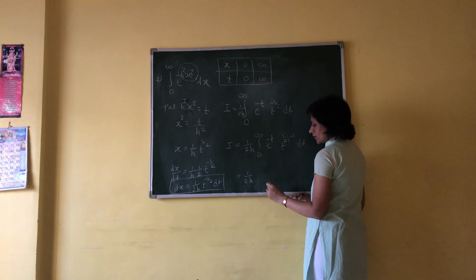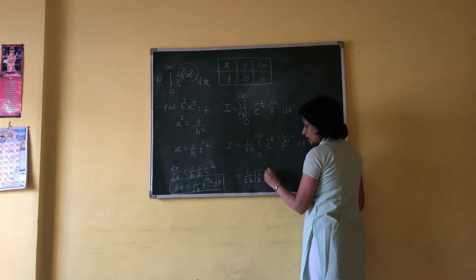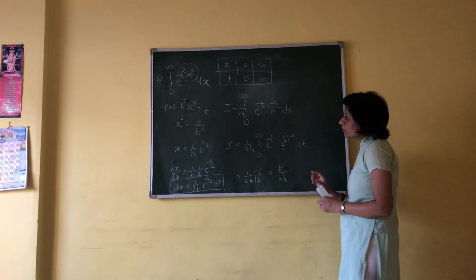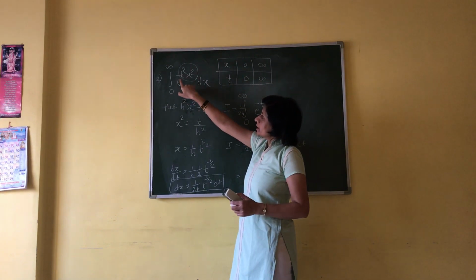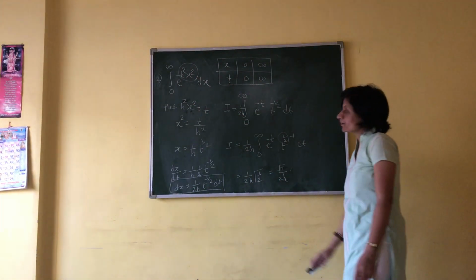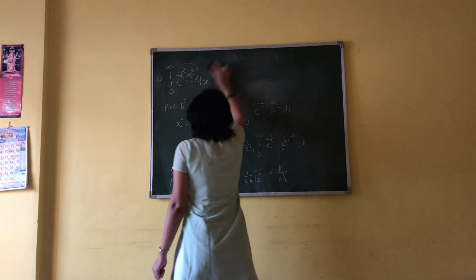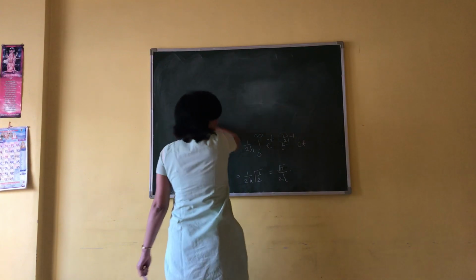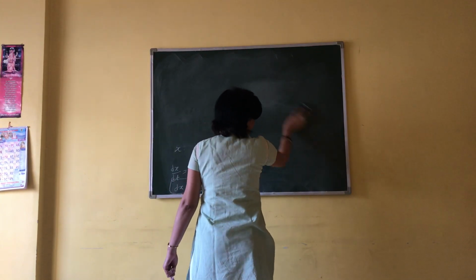The value of n is 1 by 2, and the value of gamma 1 by 2 is root pi. Root pi upon 2h. We get the value of the integral from 0 to infinity of e raised to minus h square x square into dx. Okay. Then the second type is examples involving constant raised to variable.